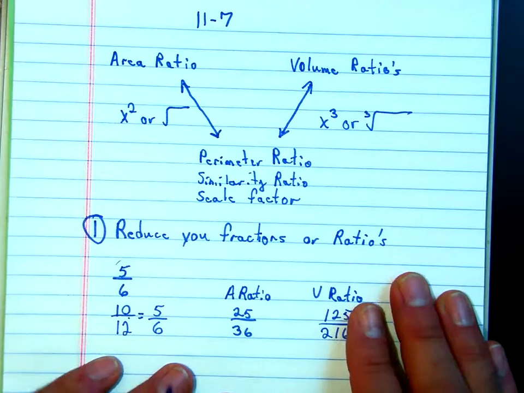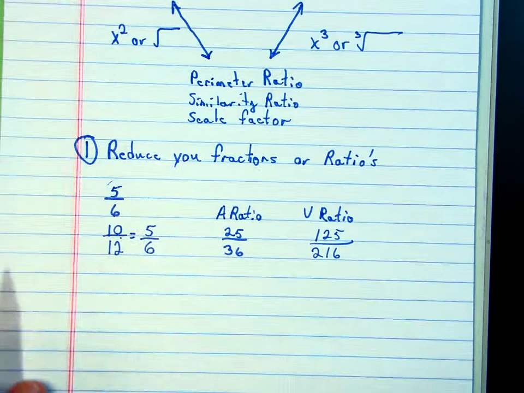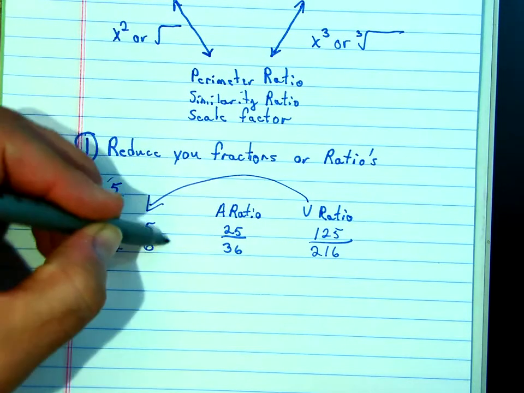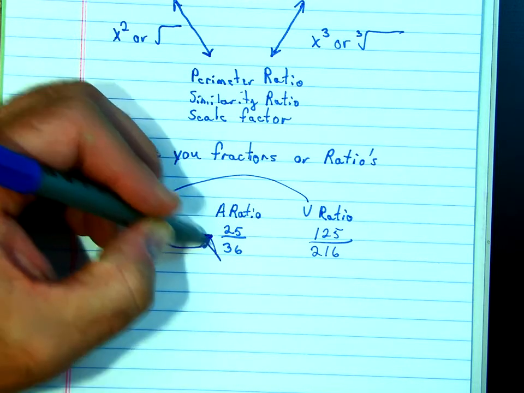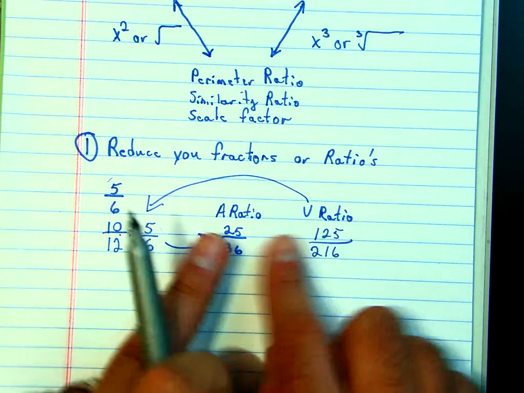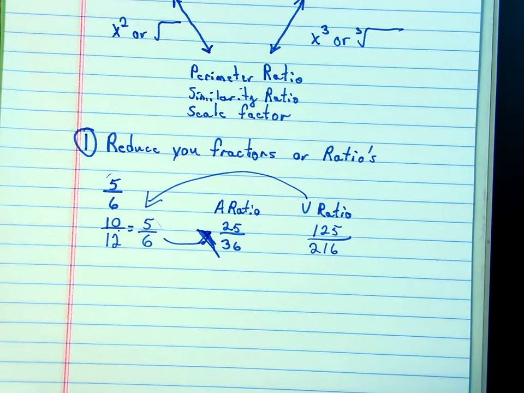If they give you the volume ratio, you would cube root, and I showed you how to cube root on the last video, and it would give you your perimeter, and then you would square it to get your area. Okay? Remember, everything revolves around the perimeter ratio. So you can never go from volume to area. You got to go from volume to perimeter and then to area. But all of these are just manipulations of whatever ratios you're looking for.